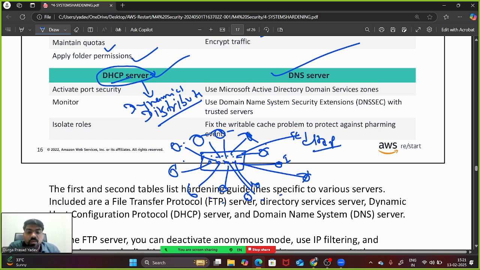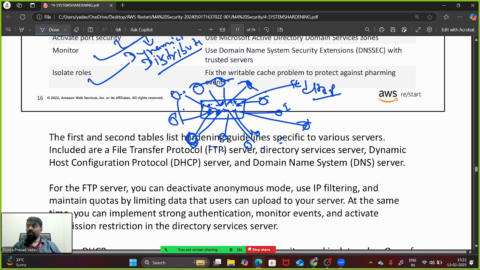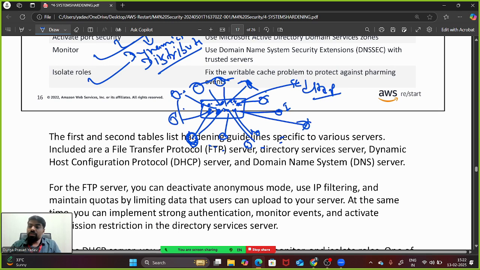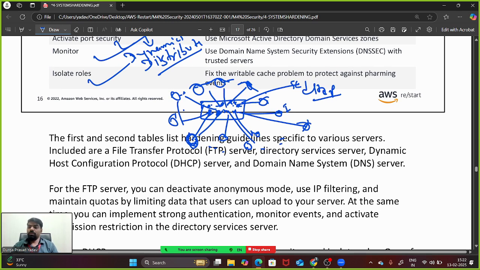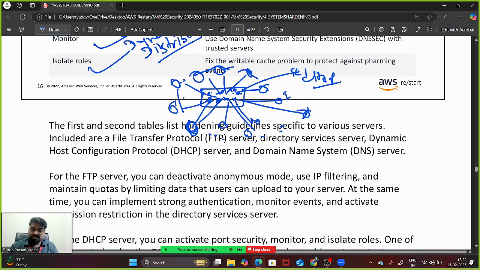Once the IP address is distributed to all the systems, what you can do is, whichever ports are available here, we can activate this port so that only the same PC can use that port. That comes under port security. You can monitor the DHCP server and you can isolate roles, meaning different roles should be there and each role should not conflict with another role. Each role should have different permissions, guys, right?